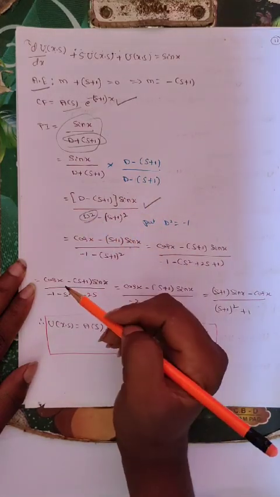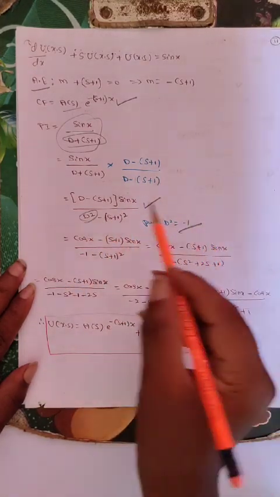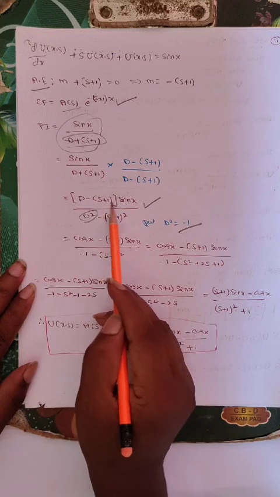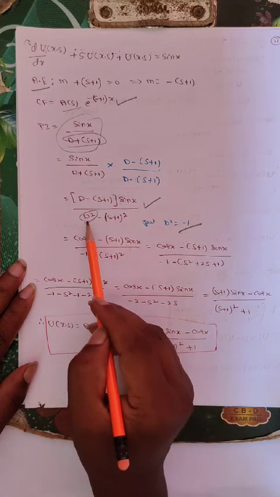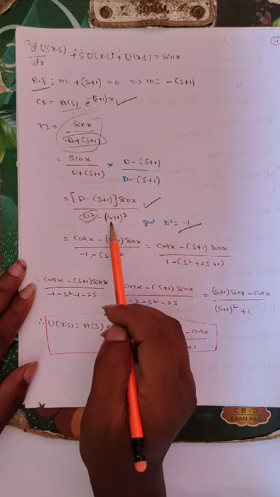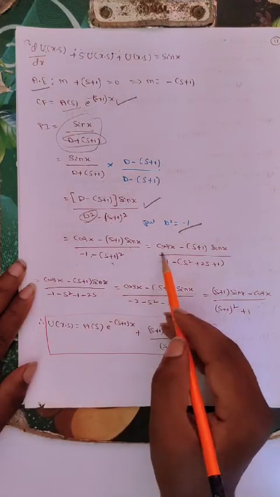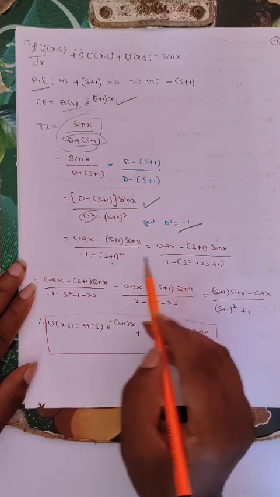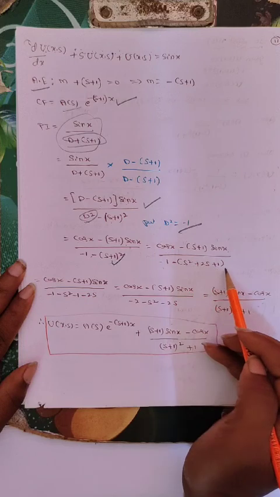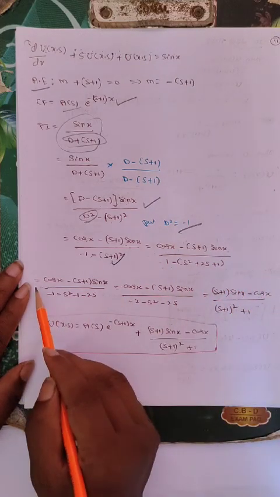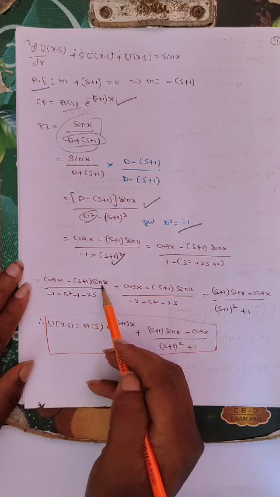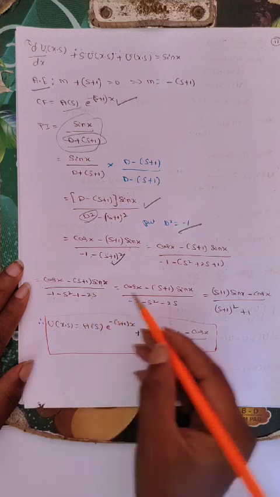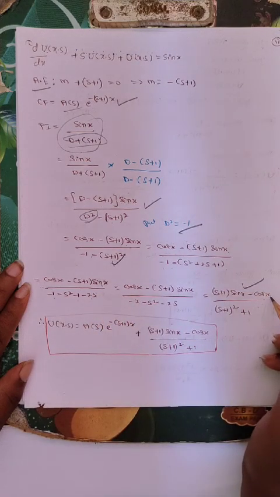Here replace D squared by -1. D of sin x means differentiate sin x, we get cos x. So minus (s + 1) into sin x. Here D squared is replaced by -1, so -1 - (s + 1) squared as it is. So this equals cos x minus (s + 1) sin x, divided by -1 - (s² + 2s + 1), which is cos x minus (s + 1) sin x divided by -1 - s² - 1 - 2s. Simplify this, and finally you get (s + 1) sin x minus cos x divided by (s + 1)² + 1.